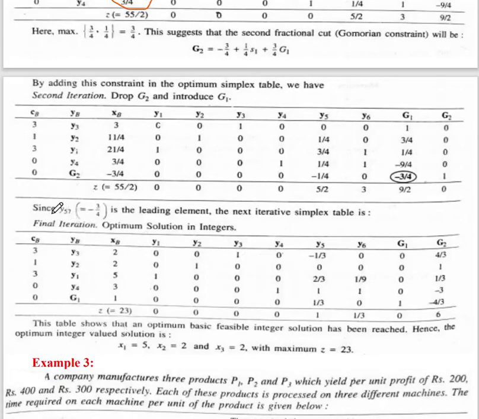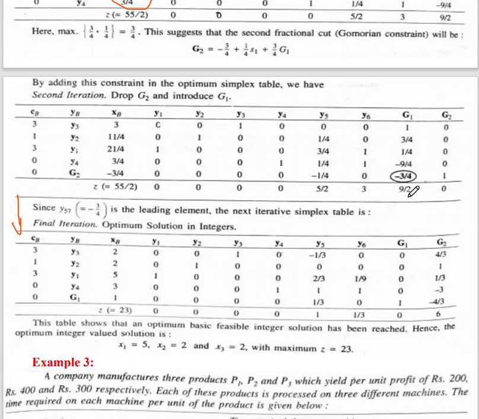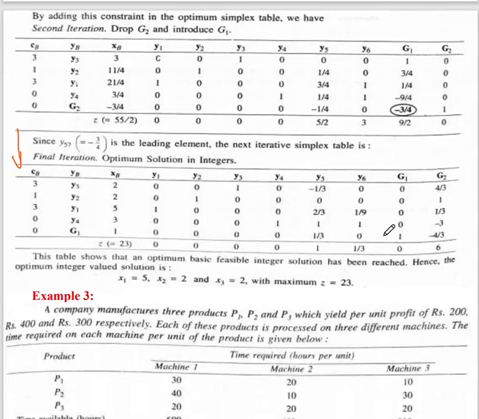Again by using the dual simplex method, here G2 will leave the basis and G1 will enter the basis. In this way we can construct the next simplex table. G2 is the outgoing vector, G1 is the incoming vector, and minus 3 by 4 is the key element. So we can construct this simplex table.